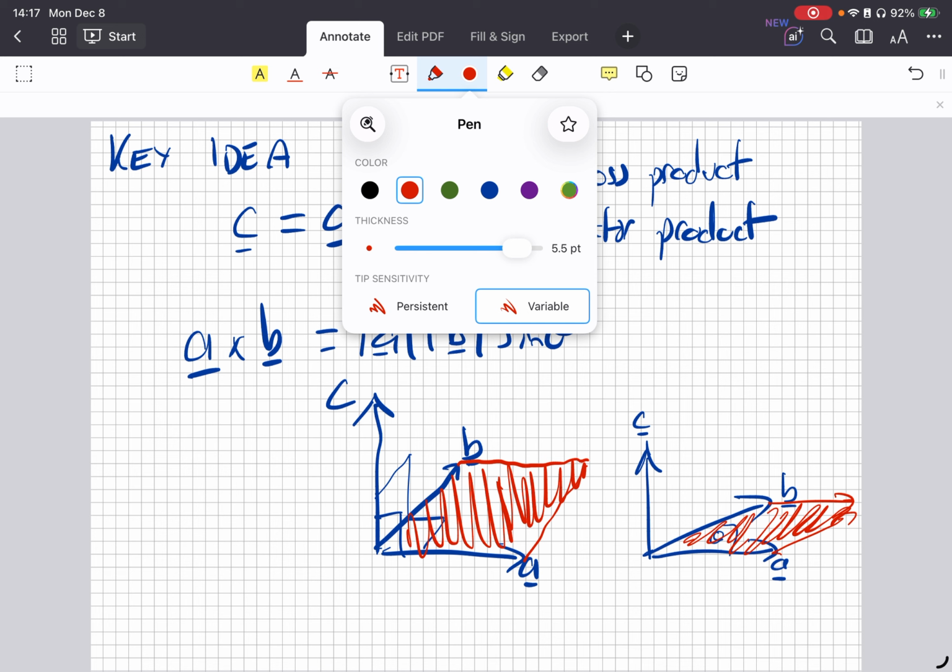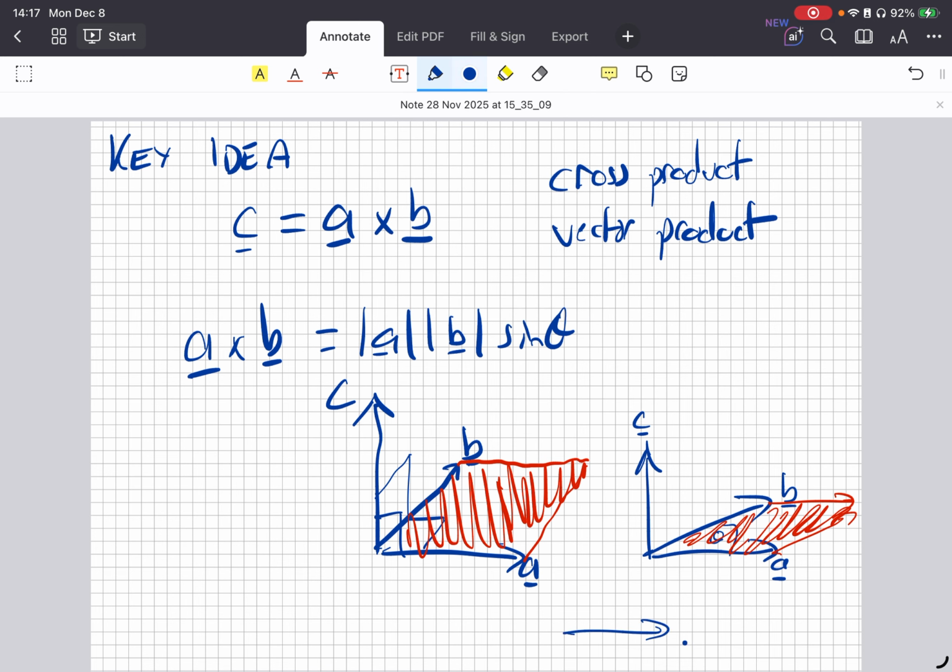In the case where A and B are actually aligned with each other, so if I have A and B both in that direction, then the angle between them is 0. And then C has no magnitude. The magnitude of C is 0, so the cross product is identically 0. That's the minimal case, where the angle is 0. The maximal case is when the angle is 90 degrees, and there are intermediate cases when it's theta like this.